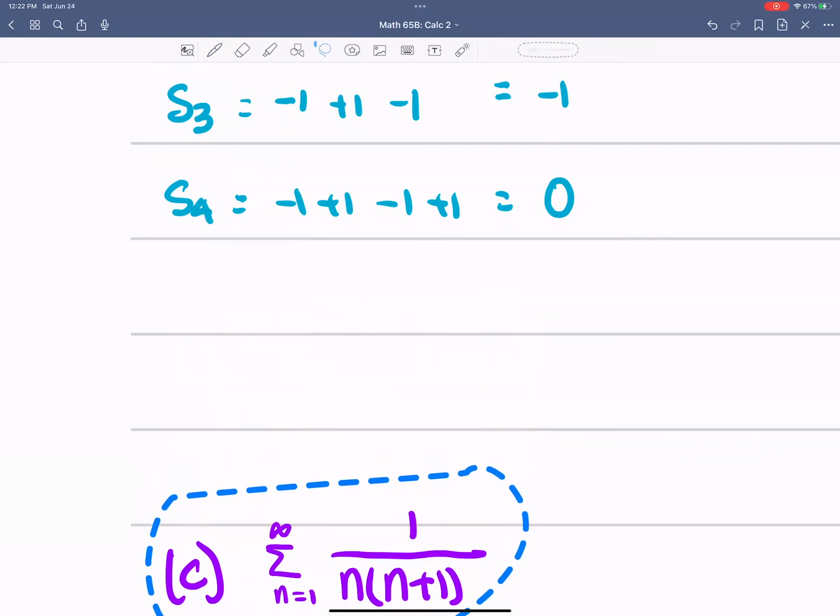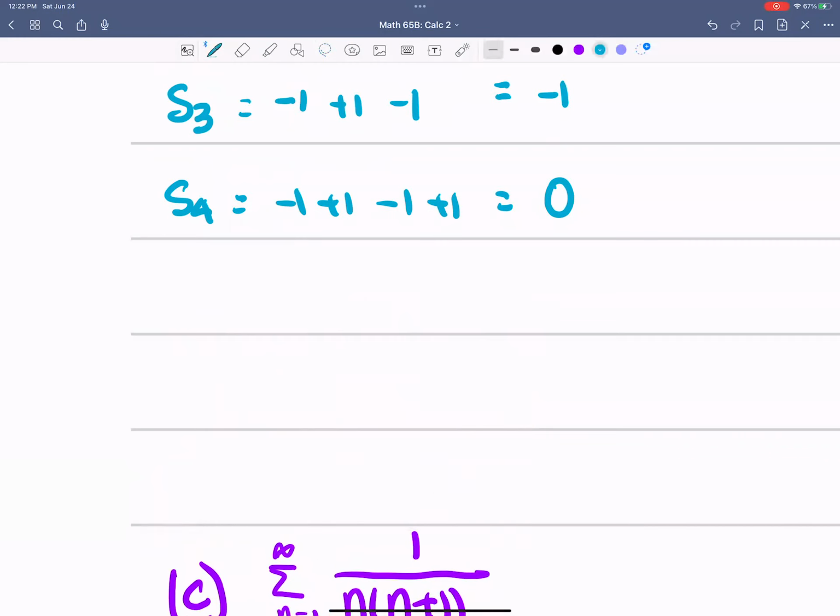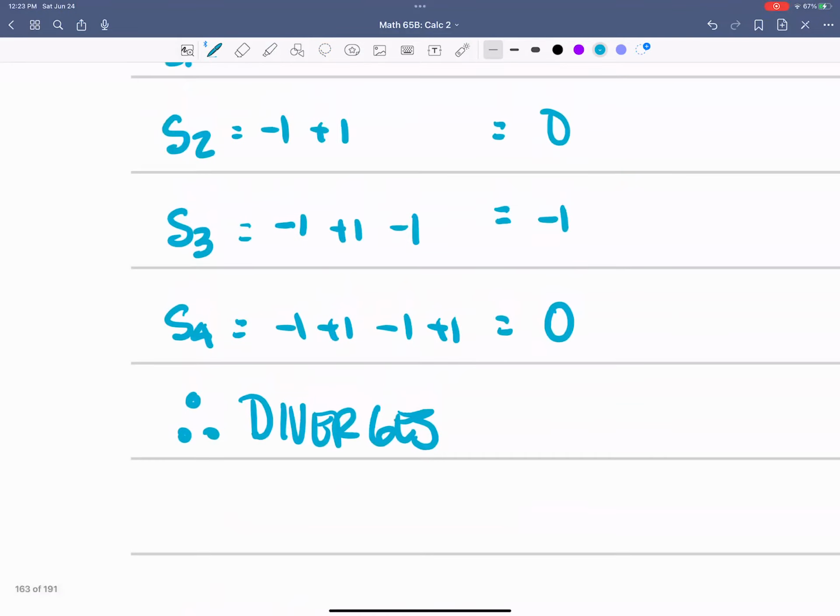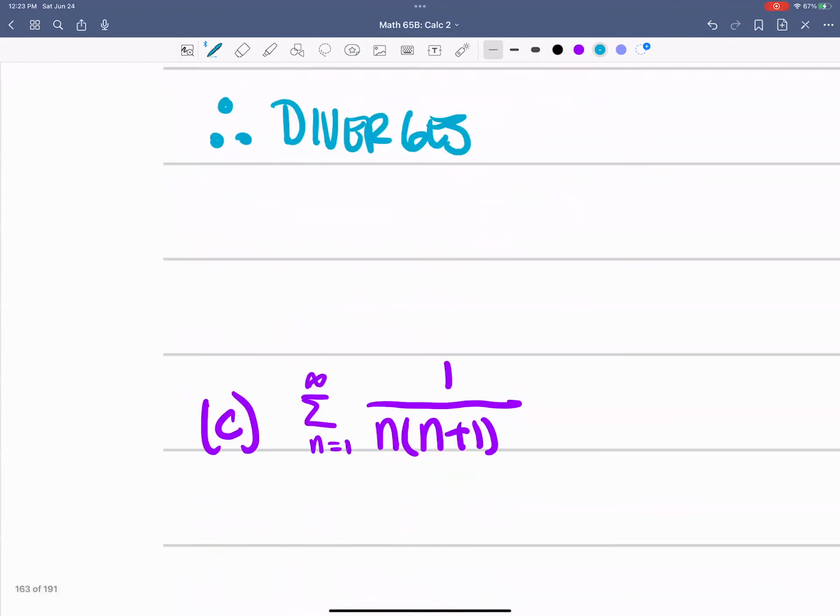Because we don't end up at a specific number, we end up either at 0 or at -1, we can't state this as converging. So because of that, we say that the sums alternate and therefore the series diverges. There are going to be times where an alternating series converges, but we'll see that in a few sections.